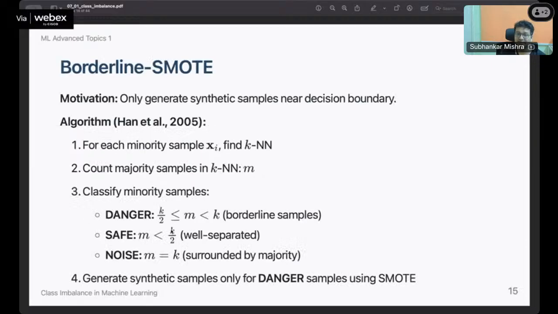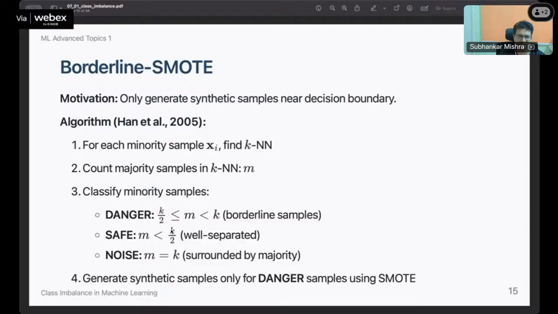There is another one also, Borderline-SMOTE, again a derivative of SMOTE itself. Here, what it does is classify each minority sample based on its k nearest neighbors. Then it says there is a danger zone, a safe zone, and a noise zone. The danger zone would be the borderline samples.